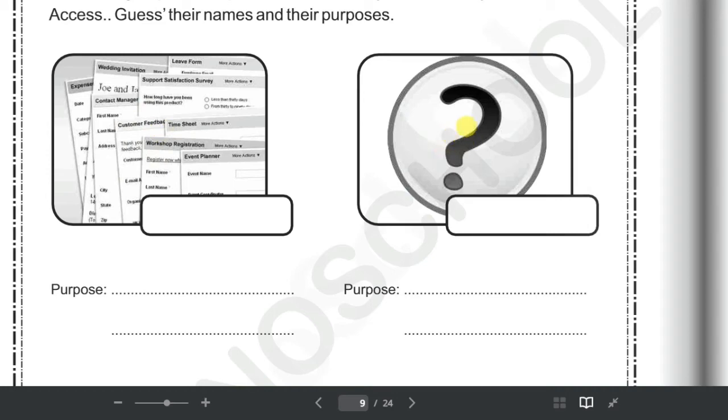Next one, what is this? This is the question symbol. As you know, in MS Access we have the concept of queries. Using queries, you can design your tables. So it will be used to create tables or a database using the queries concept. You have to write answers here. What is the purpose of using forms? You can present your table in a presentation view using forms in MS Access. Using the queries concept, we can create tables in MS Access.